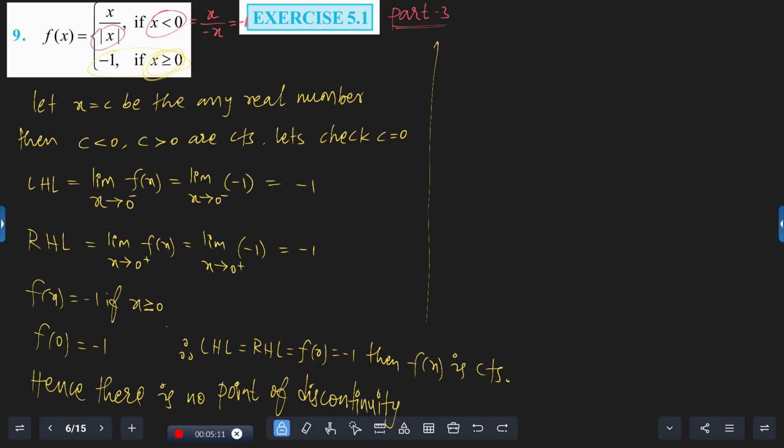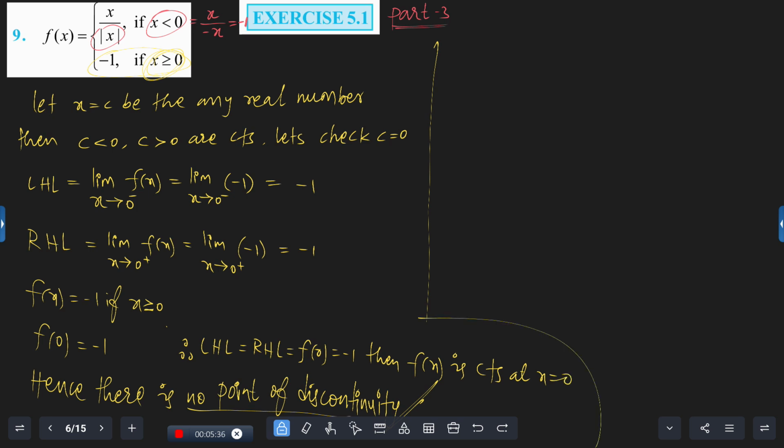There is no point of discontinuity, you should write. Have you understood, children? This line is very important. There is no point of discontinuity because we have checked less than 0 is continuous, greater than 0 is continuous, even at the point also continuous. Continuous at, we should write, no? Continuous at what point? Continuous at x is equal to 0.